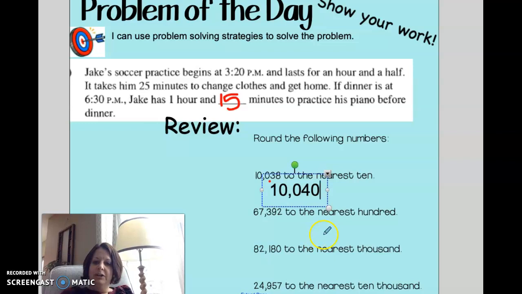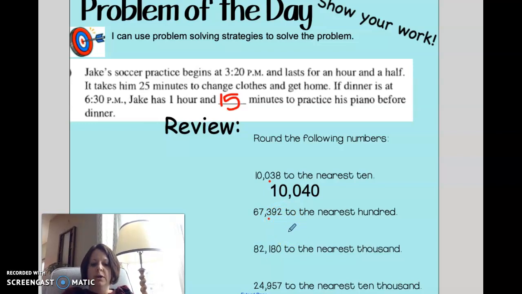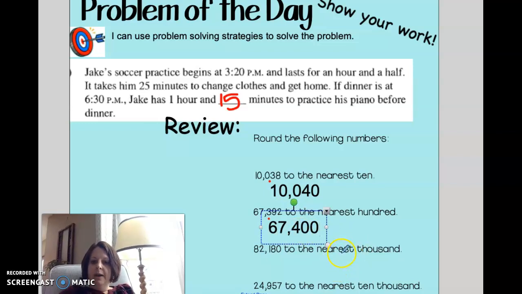Next we have 67,392 and we're rounding to the nearest 100. So the 100 is the 3 here. Then I look to the next digit over, which is in the tens place, and that's a 9. When we have 5 or more, we round up. So 67,392 rounds to 67,400.